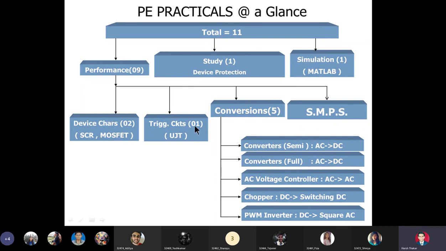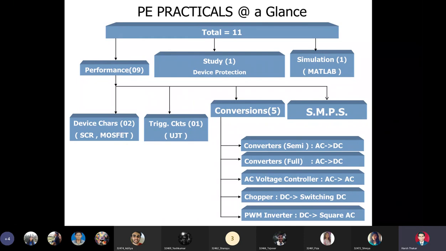There are two experiments on device characteristics, namely VI characteristics of SCR and VI characteristics of MOSFET. Under triggering circuits category, we have synchronized UJT triggering. Under conversions category, we have 5, as I told you. One on semi-converter, second on full converter, third on AC voltage controller, fourth on chopper, and fifth on inverter. And the last under performance category is SMPS, which involves calculating the load regulation and line regulation of multiple DC voltages, namely plus 12 volt, minus 12 volt, plus 5 volt, minus 5 volt, and plus 3.3 volt.